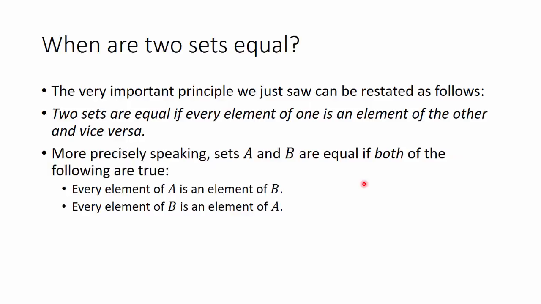Now, the very important principle that we just saw can be restated as follows. Two sets are equal if every element of one is an element of the other, and vice versa. So the very important principle that we just saw is really a statement about when two sets are the same. More precisely speaking, sets A and B are equal if both of the following are true. Every element of A is an element of B, and at the same time, every element of B is an element of A.